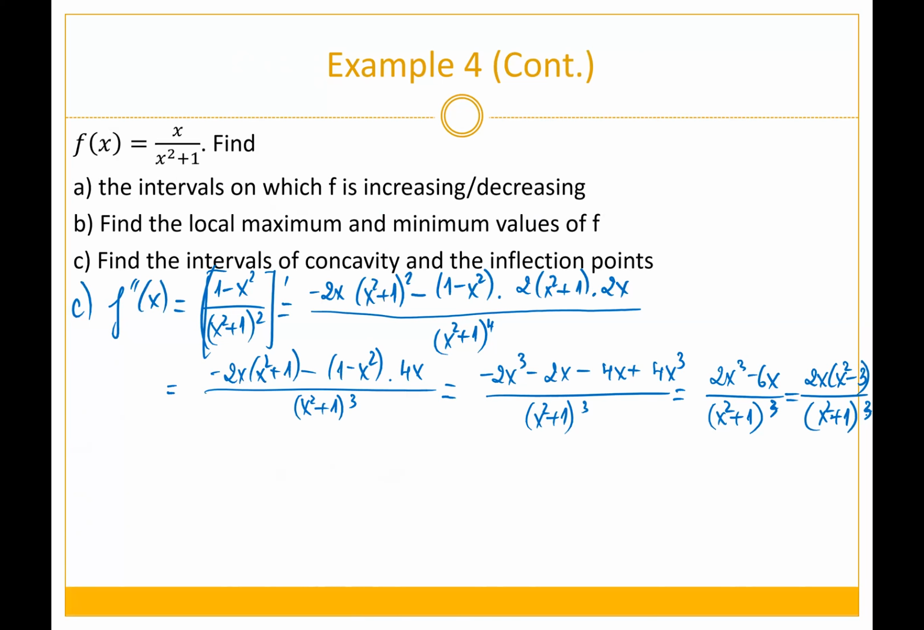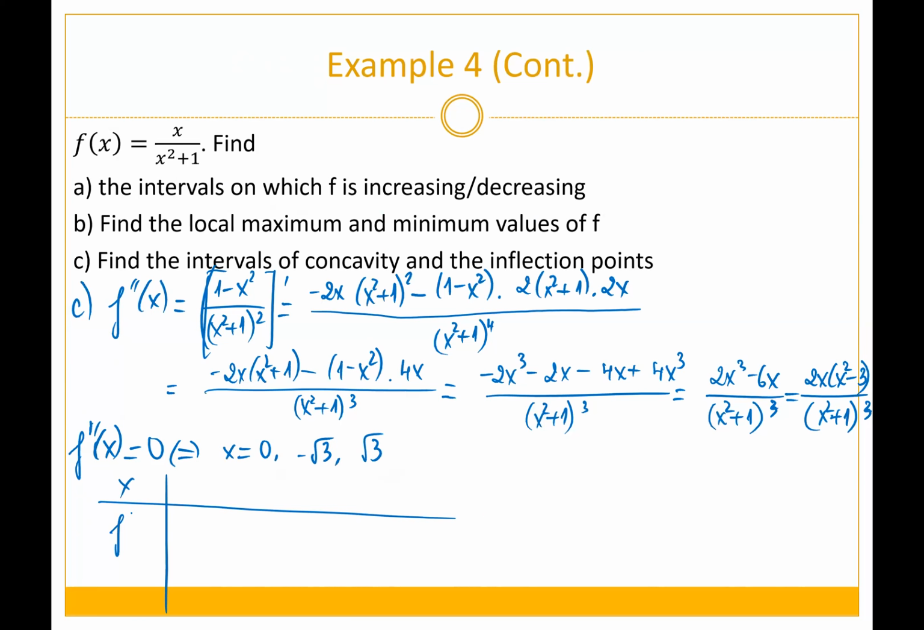What's going to happen is that again we solve for f double prime of x equal to 0 and figure out which intervals give positive and which give negative. We can conclude the concavity and inflection points from there. It's going to give us x equal to 0, negative square root of 3, or square root of 3. Again, make the table with x and f double prime of x. You're going to have negative infinity, negative square root of 3, 0, square root of 3, and positive infinity.